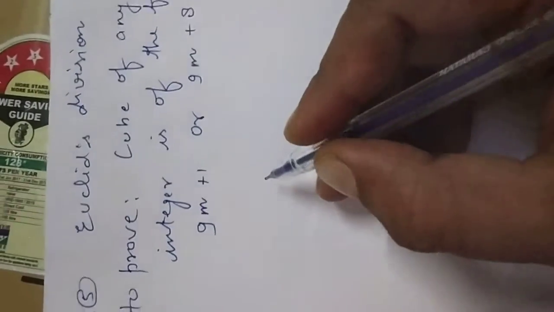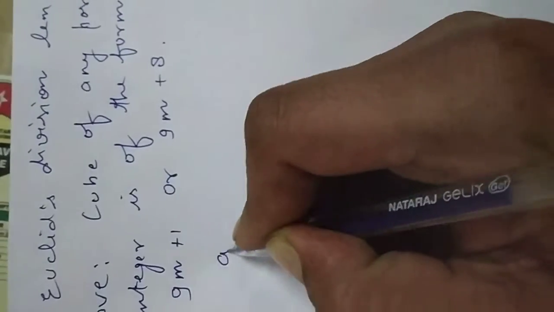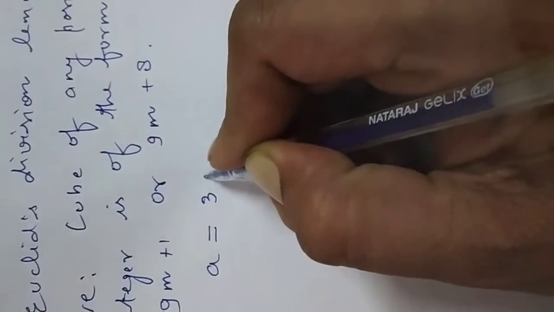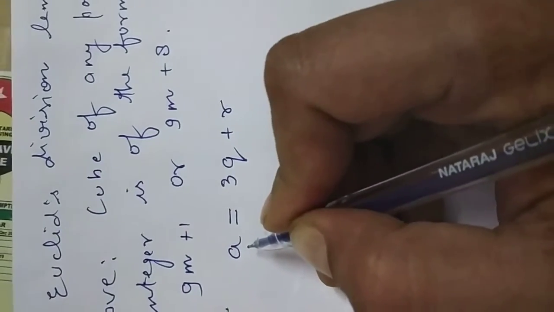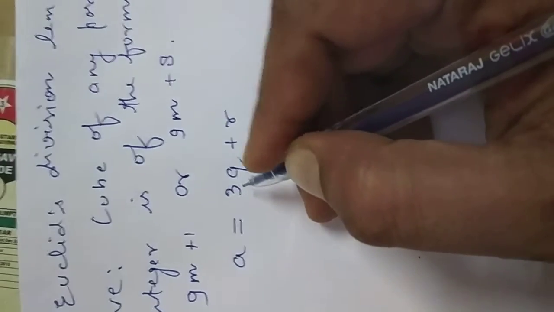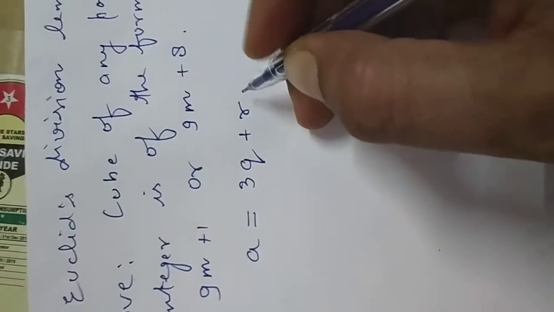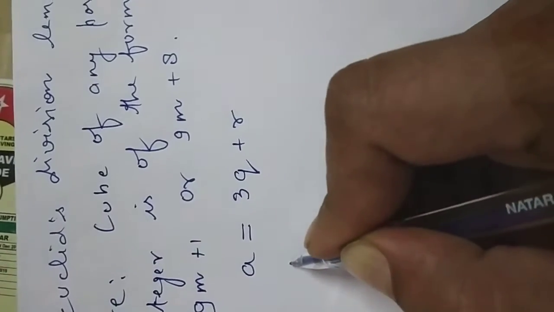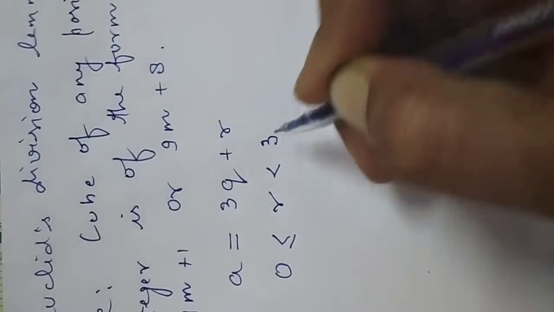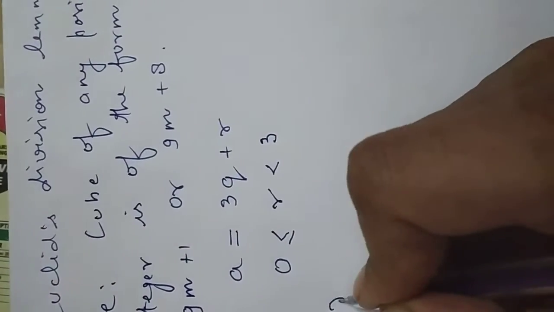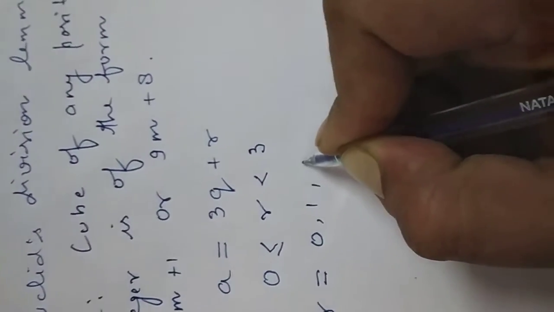So what we are going to do, let a be equal to 3q plus r. a is any positive integer, and using Euclid's division lemma I am using 3 as b, q is any quotient and r is the remainder. Now we know very well the remainder can have values between 0 and 3. That means the remainder can have values 0, 1, 2.